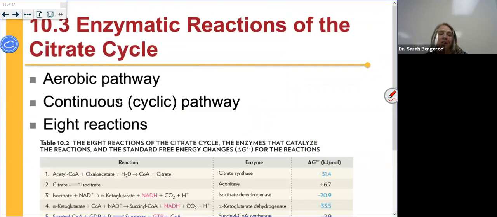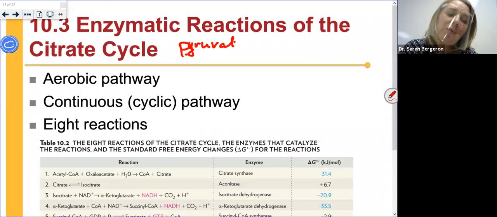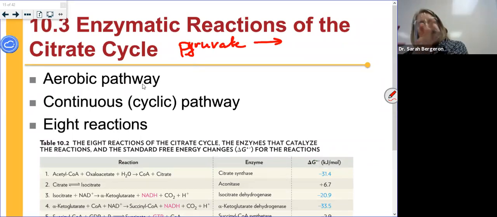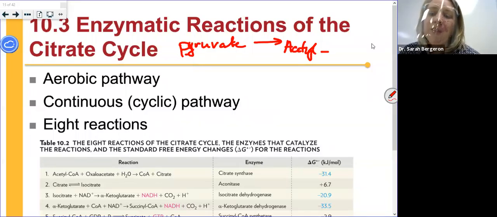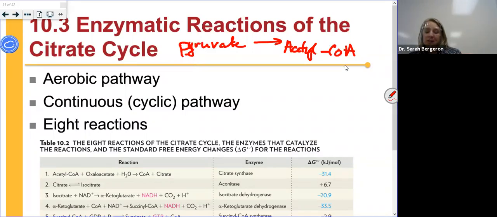Okay, so let's talk about the citrate cycle. What have we generated so far when we go from pyruvate? We want to go from pyruvate into our endpoints, which we'll get there, but what have we produced so far? We've produced acetyl-CoA. What else did we make? NADH, right? We made an electron carrier.